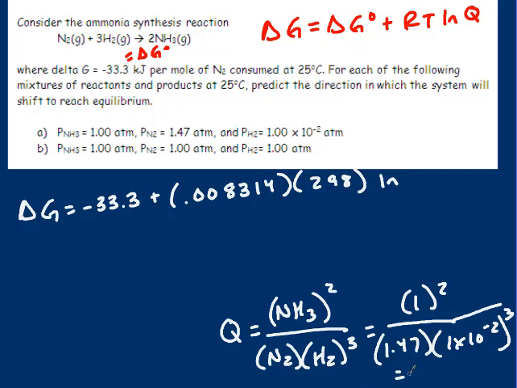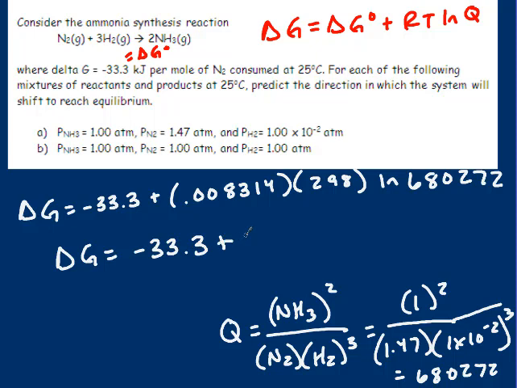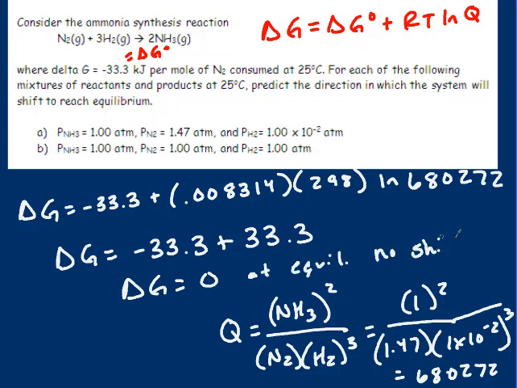Solving all of that out, we get 680272. So delta G is equal to negative 33.3 plus ln of that times 298 times 0.008314. We get 33.3. Well, negative 33 plus 33, delta G is equal to 0. So we're at equilibrium, so no shift will occur.